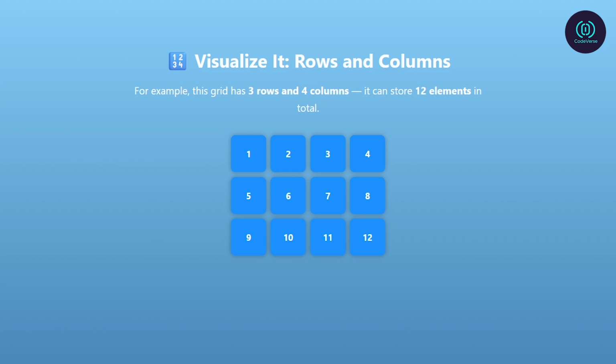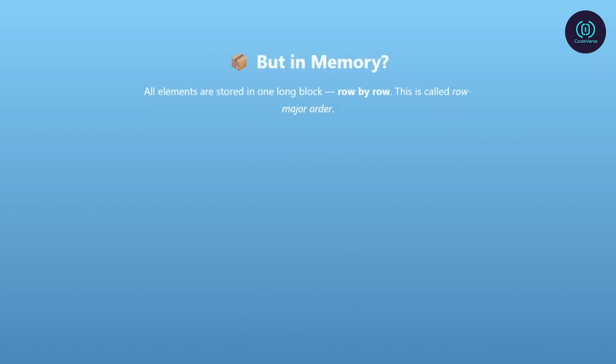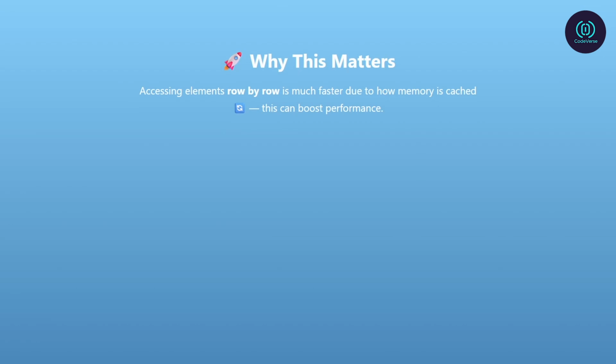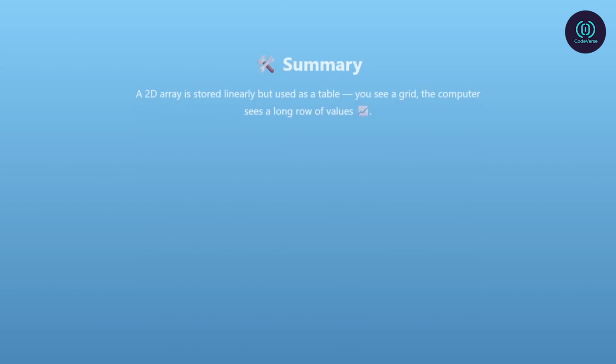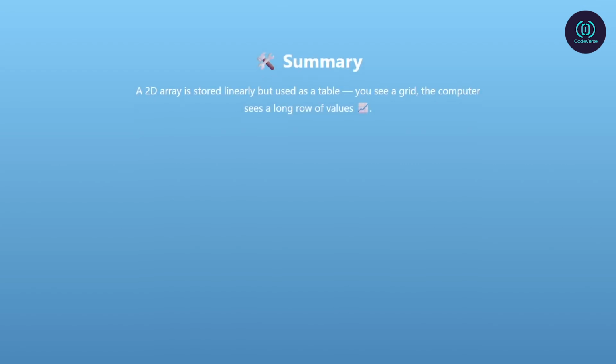Let's say you have 3 rows and 4 columns. Your array will hold 3 times 4 is equal to 12 values. But here's the interesting part, under the hood, C++ stores these values in row major order, which means it lays them out row by row in a single block of memory. This is important, especially when performance matters, because accessing elements by row is often faster due to how memory is cached. So, conceptually we see a grid, but in memory, it's all a long sequence, carefully organized row by row.